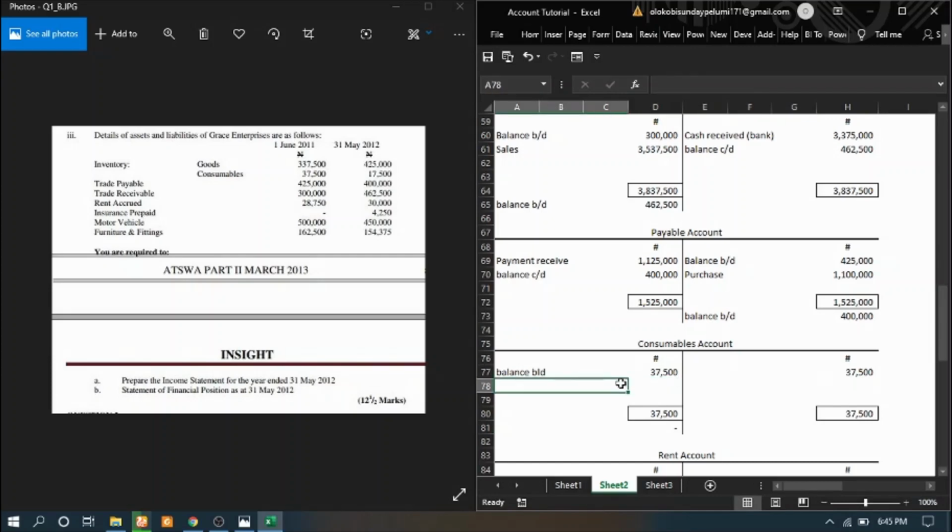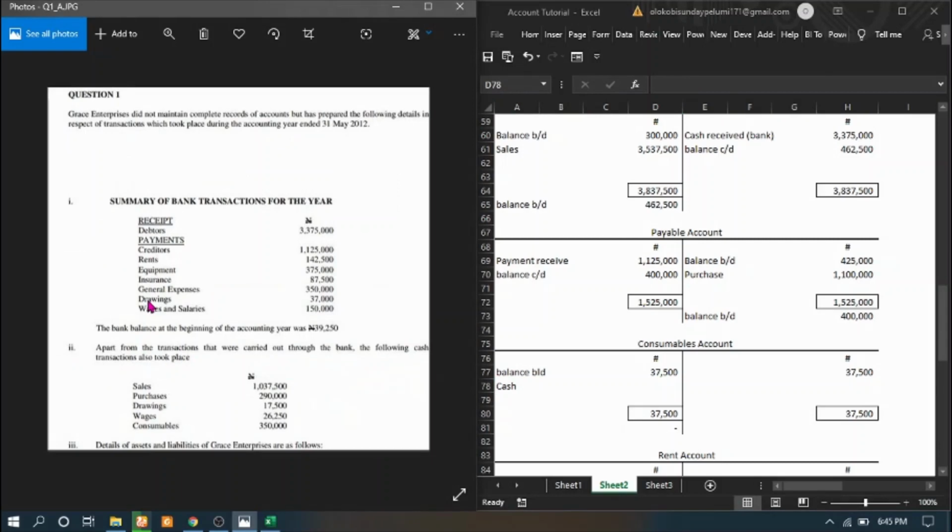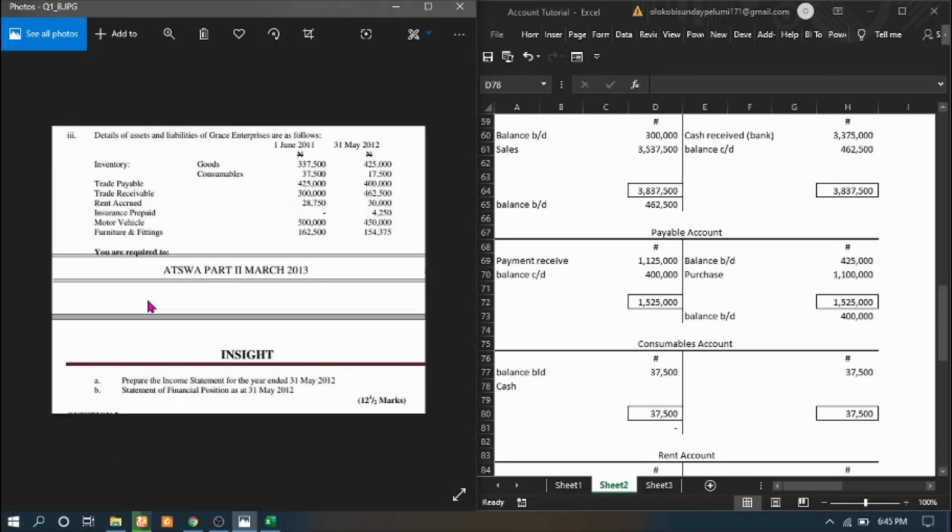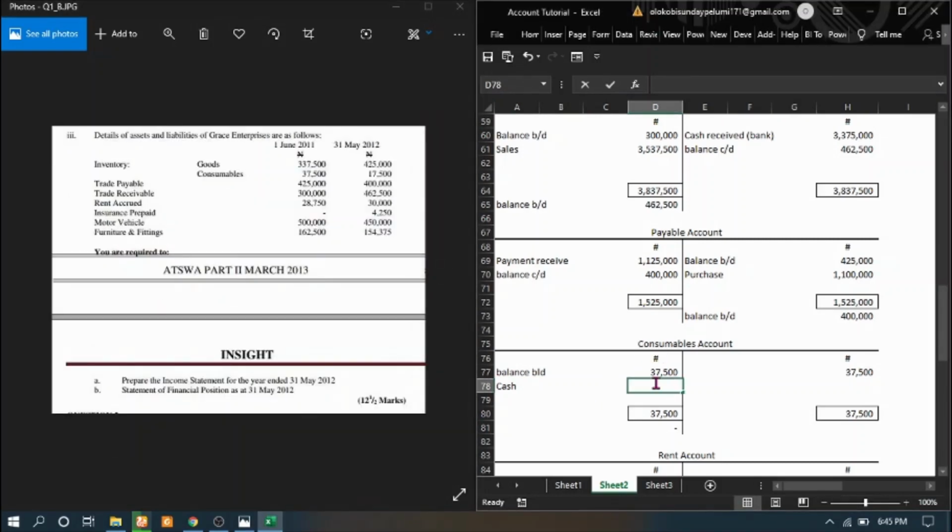So we actually made a purchase. We purchased with cash, which is the corresponding account. So we purchased consumables during the period. What is the amount of consumables purchased? 350,000. This gives the total amount of consumable material available during the period.